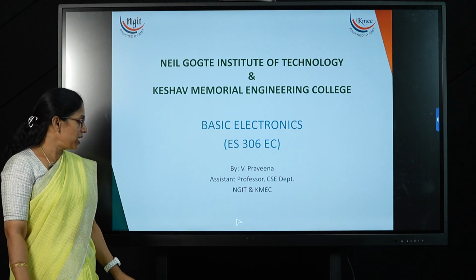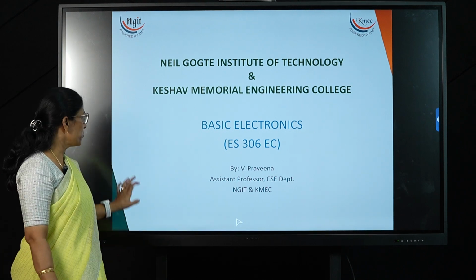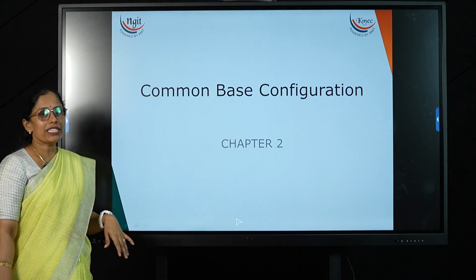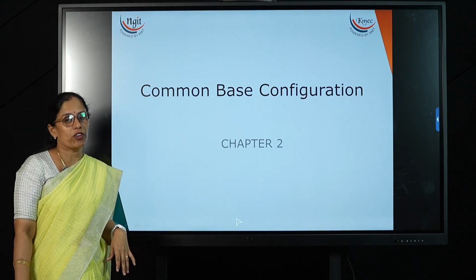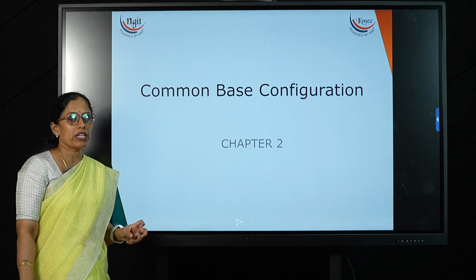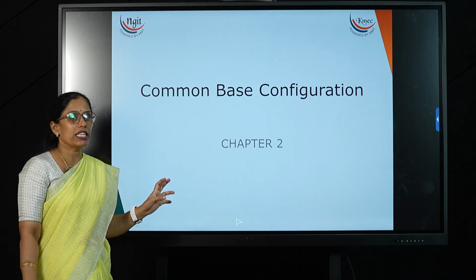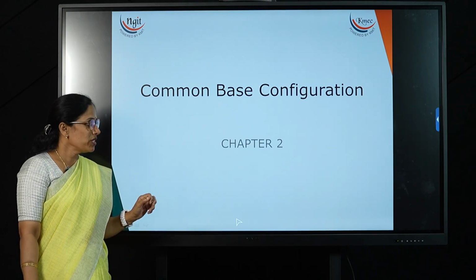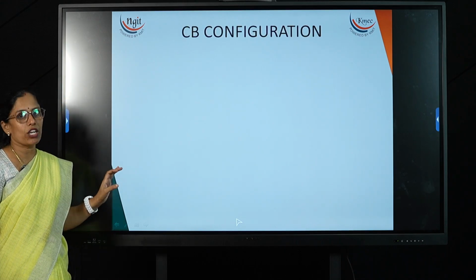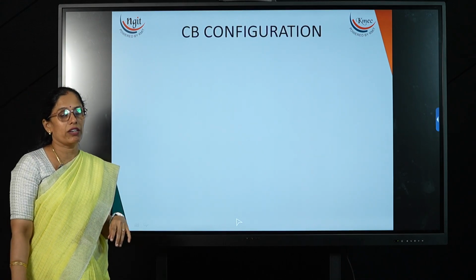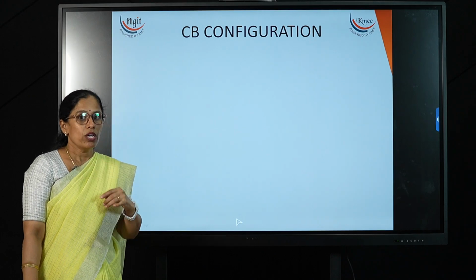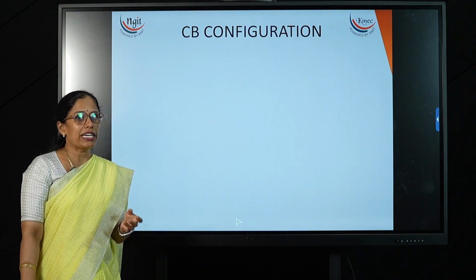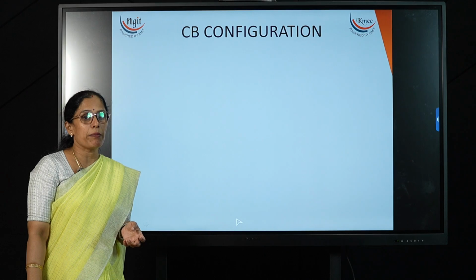In this lecture, we study the common base configuration. In the last lecture, I explained three different types of configuration: common base, common emitter, and common collector. In this one, we are studying the common base configuration. Using this configuration, we are analyzing the operation of the transistor in the common base mode, and we are calculating the parameters to design the amplifier.